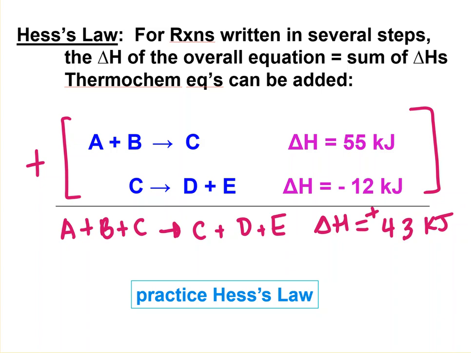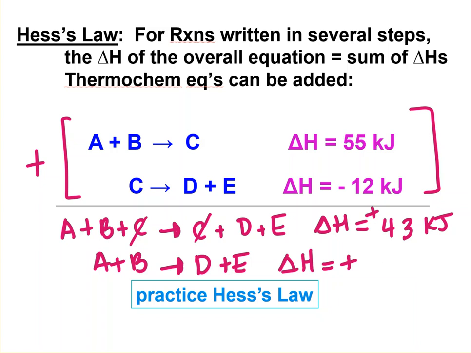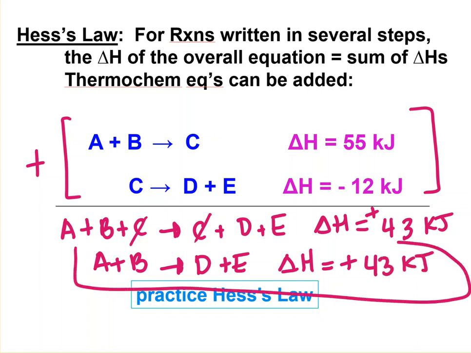So that makes sense. We just added the equations, but then we might notice that C is both a reactant and the product on this one, so it kind of cancels out. So we'll rewrite it without C. And in this case, C is what we would call an intermediate. It's a product that forms in the first one, but then immediately decomposes in the second one. Okay, and there is our net thermochemical equation that we got by adding these.